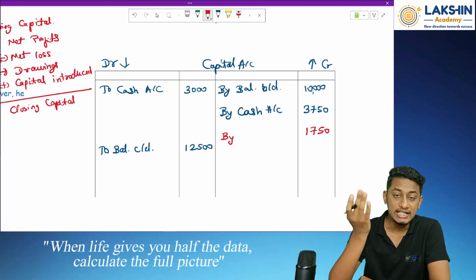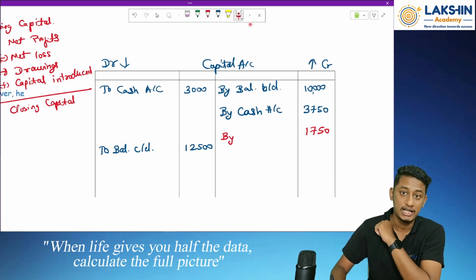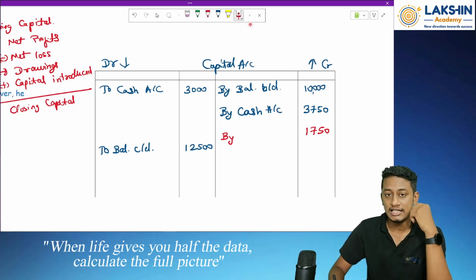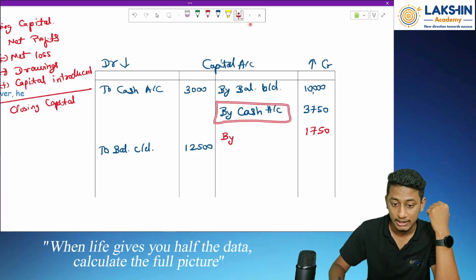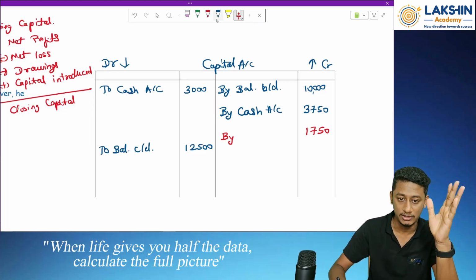So it is increasing the balance of my credit capital, right? It is increasing the value of my capital because the entry is passed on the credit side. Now, what else can increase the value of capital except my capital infusion? What else can increase my capital balance? The net profit during the year.